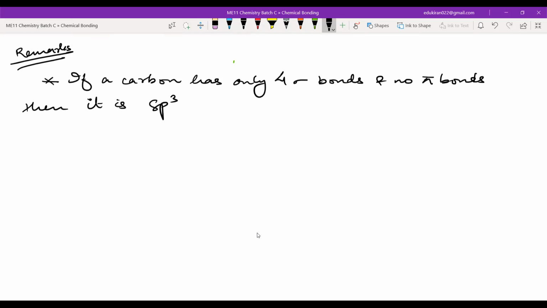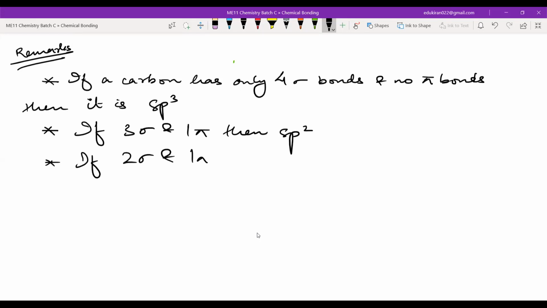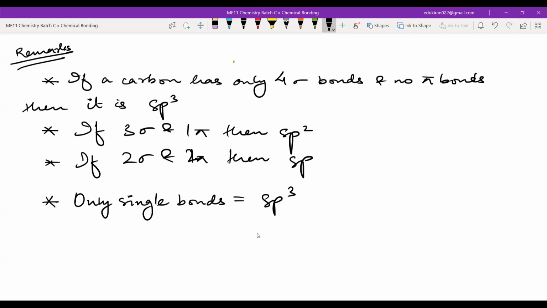sp. You can also write all those things. If 3 sigma and 1 pi, then sp2. If 2 sigma and 2 pi, then sp. Okay, now you can also write, if you have a carbon which has only single bonds, then that is sp3.